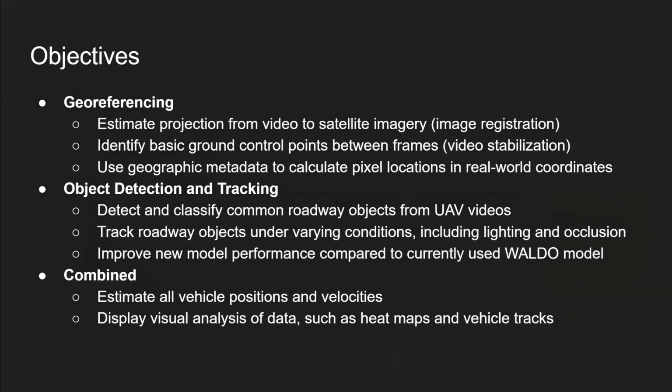Our object detection and tracking team's goals are to detect and classify common roadway objects from UAV videos, such as cars, trucks, bicycles, humans, vans, etc., and to track roadway objects under varying conditions, including lighting and occlusion. Finally, our last goal is to improve performance compared to the current model, which is Waldo, currently employed by Parkalytics. Combined, these two teams should estimate all vehicle positions and velocities, and display visual analysis of data, such as heat maps and vehicle tracks.